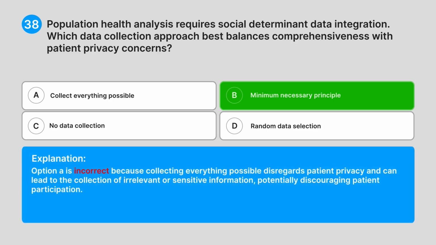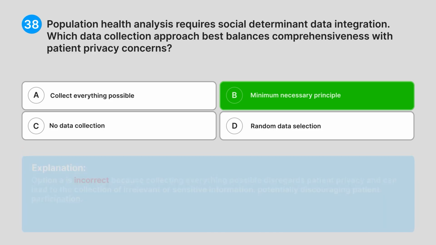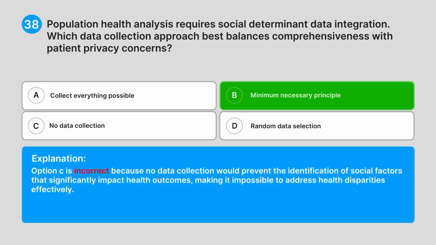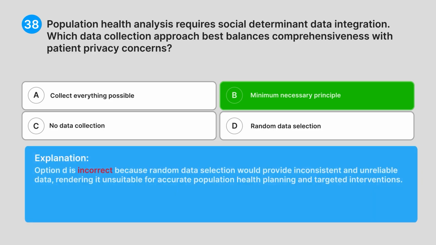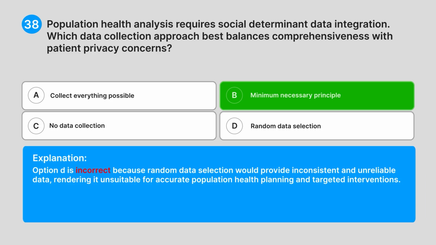Option A is incorrect because collecting everything possible disregards patient privacy and can lead to the collection of irrelevant or sensitive information, potentially discouraging patient participation. Option C is incorrect because no data collection would prevent the identification of social factors that significantly impact health outcomes, making it impossible to address health disparities effectively. Option D is incorrect because random data selection would provide inconsistent and unreliable data, rendering it unsuitable for accurate population health planning and targeted interventions.